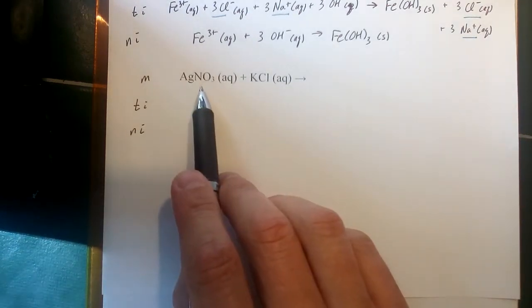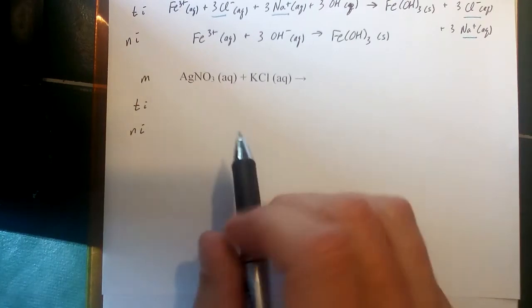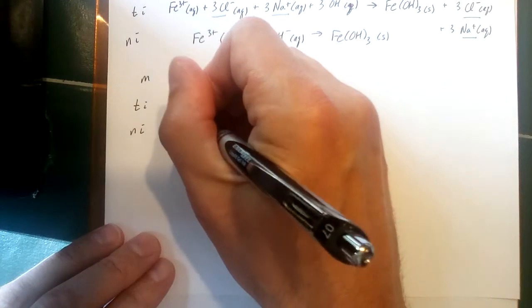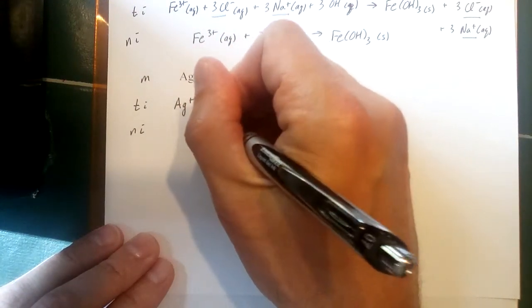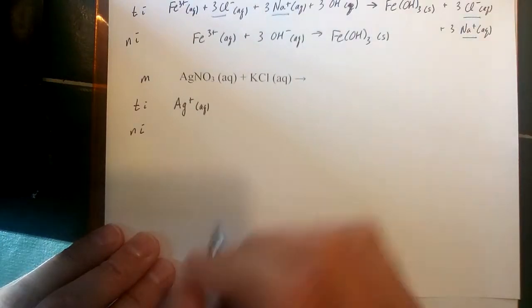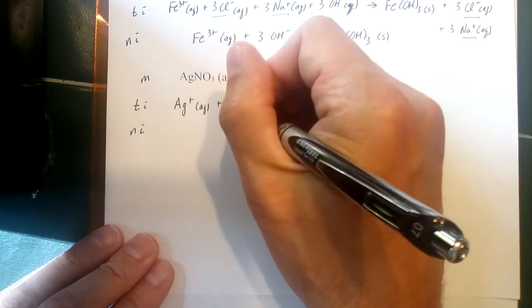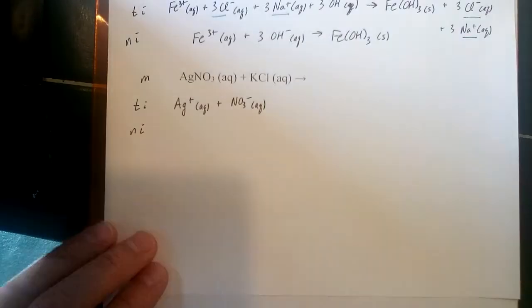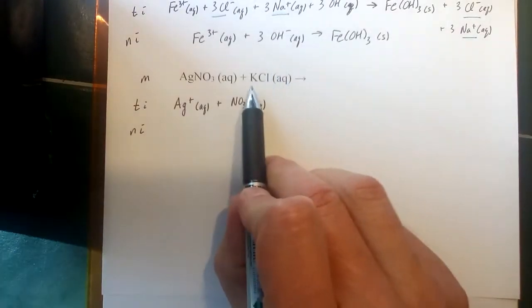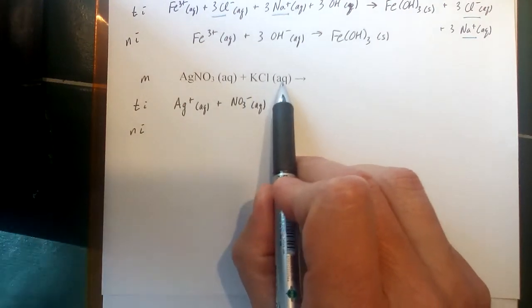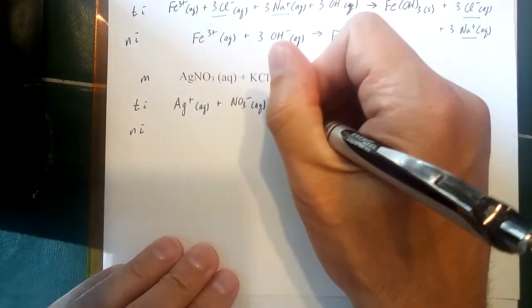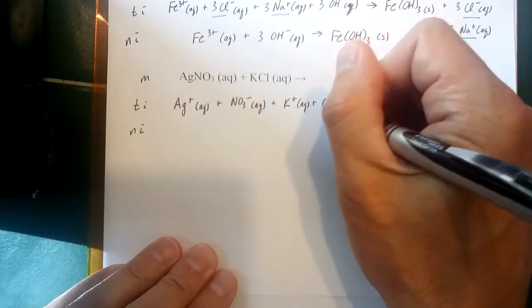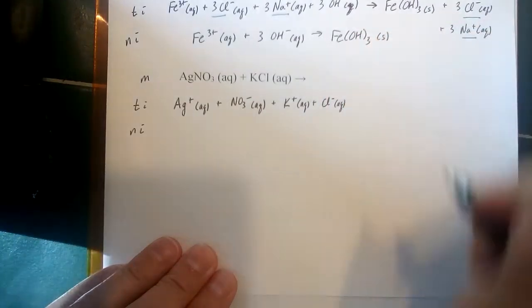So AgNO3, that's silver nitrate. Silver nitrate is going to be soluble. Again, nitrate salts are always soluble. So silver nitrate is going to split into silver cations, +1 charge, aqueous, and nitrate anions, -1 charge, also aqueous. The other reactant, potassium chloride, is soluble. Of course, potassium salts are always soluble. So that is going to break up into potassium cations and chloride anions.